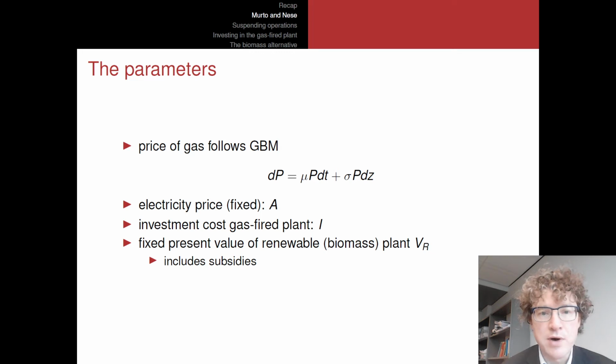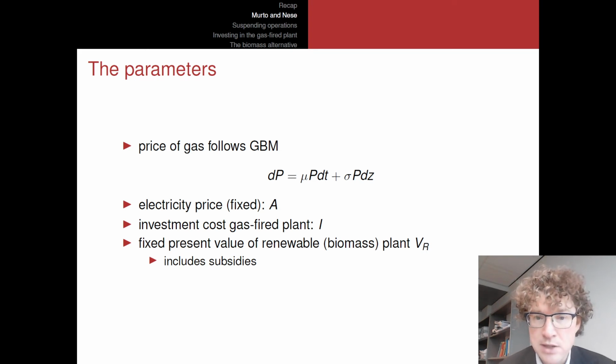So what are the parameters here? Well, first of all, we have the price of gas, which is stochastic and follows some geometric random motion process, with mu, the drift rate that we know, and sigma, the volatility, measuring the level of uncertainty in this gas price. So that's the stochastic part, and the fixed part is the electricity price I mentioned. We're going to fix that at a level which in the paper is called A, so let's just stick with that name, A.